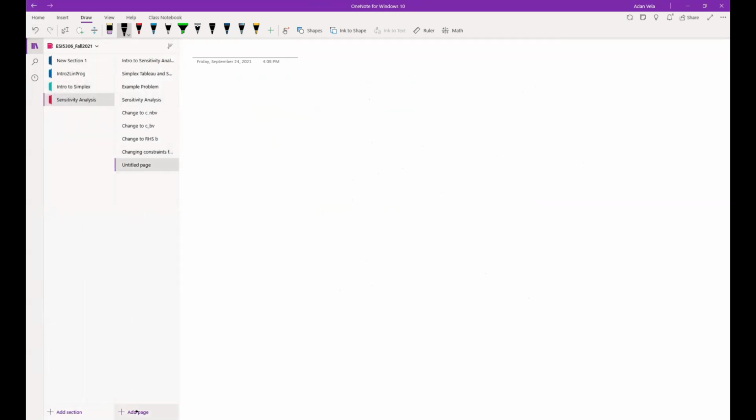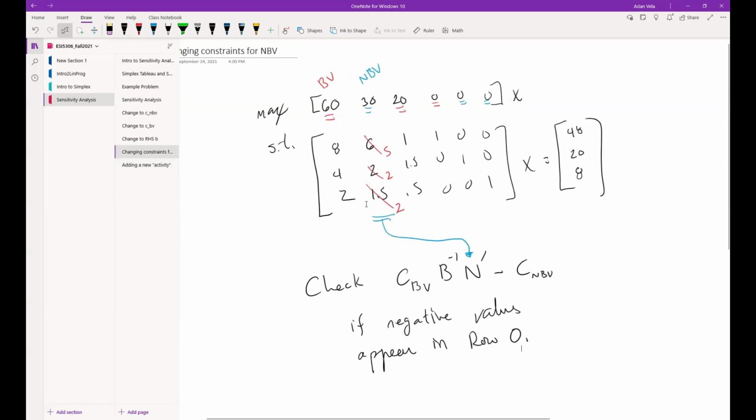The other type of standard sensitivity analysis that's often done is adding a new activity. Okay. This is the same thing as just adding a new decision variable. So again, maybe we had this, I'm going to copy this.